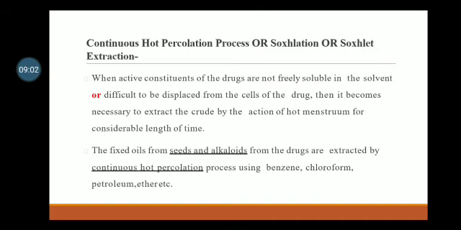Then continuous hot percolation process, or Soxhlation, or Soxhlet extraction. When active constituents of the drugs are not freely soluble in the solvent or difficult to be displaced from the cells of the drug, then it becomes necessary to extract the crude drug by the action of hot menstruum for a considerable length of time. The fixed oil from seeds and alkaloids from the drugs are extracted by the continuous hot percolation process using benzene, chloroform, petroleum ether, etc.